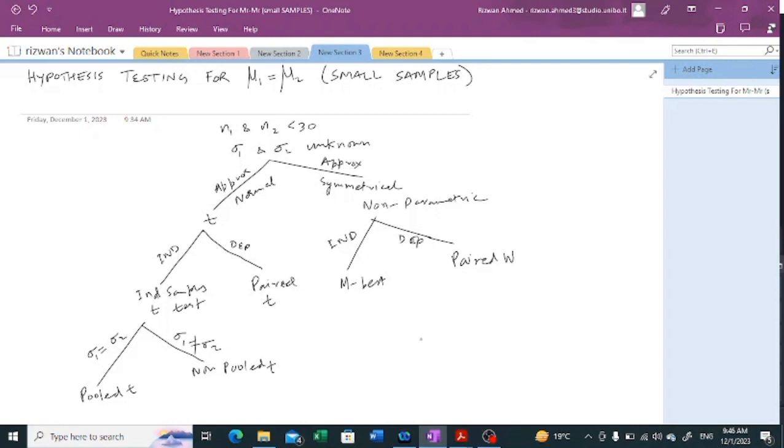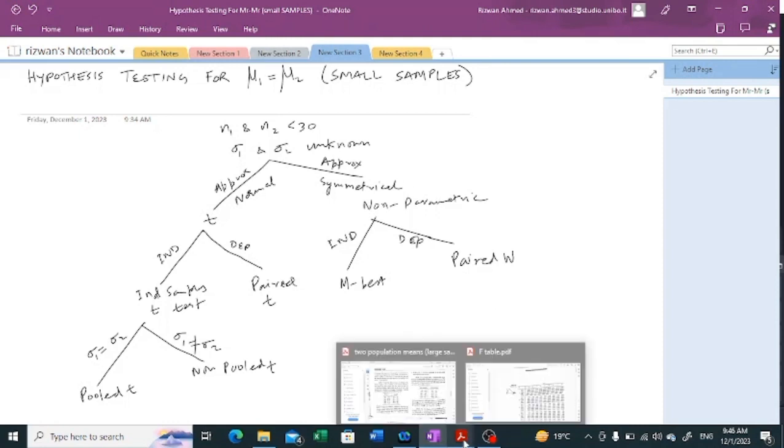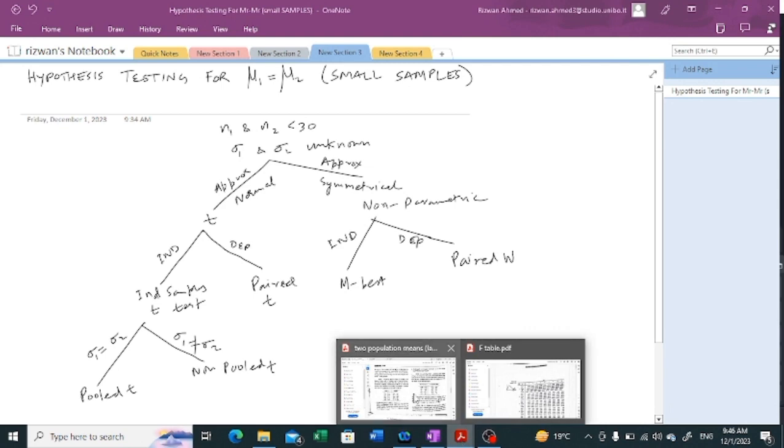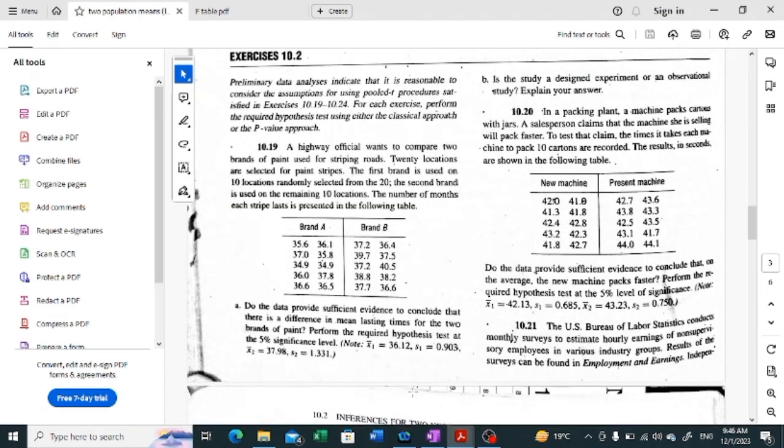Now, moving to the first application of pool T or non-pool T, I've selected this exercise first for the application of pool T. So I would do question number 10.20 here in the lecture recording, that says, in a packing plant, a machine packs cartons with jars. A salesperson claims that the machine she's selling will pack faster.